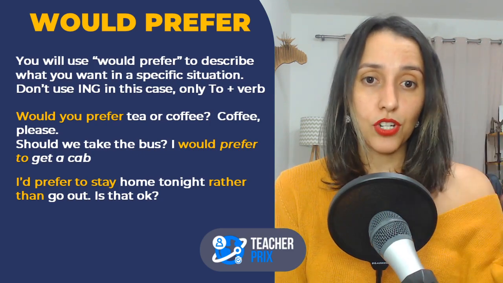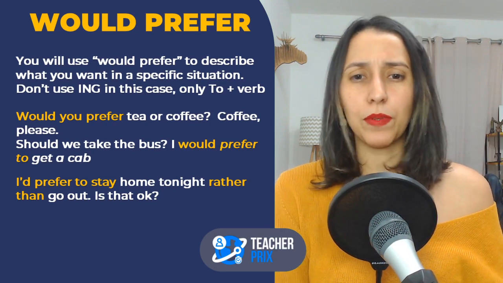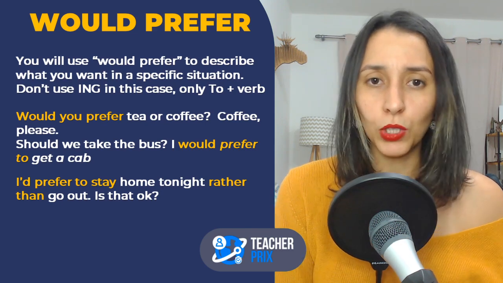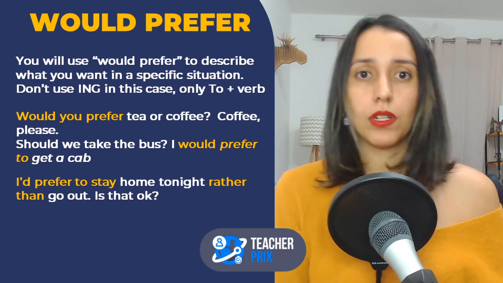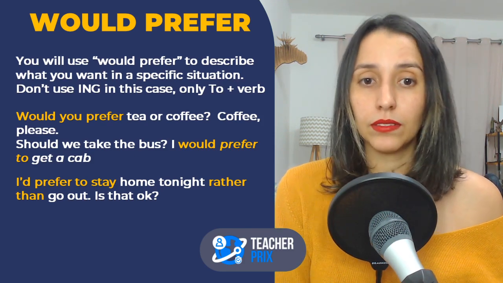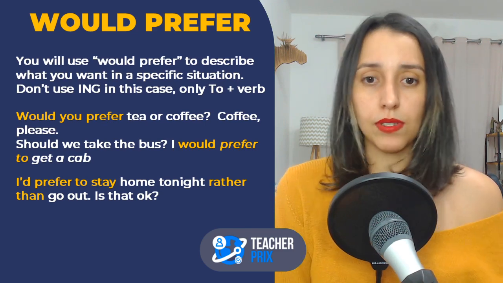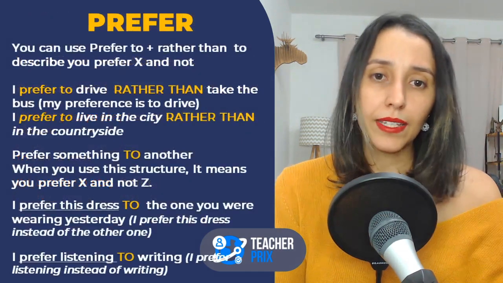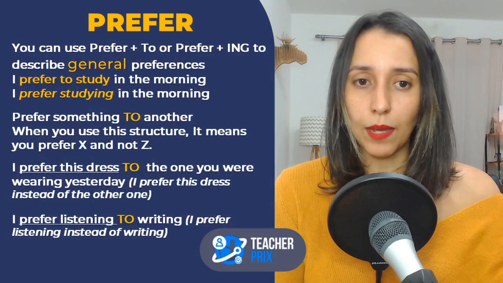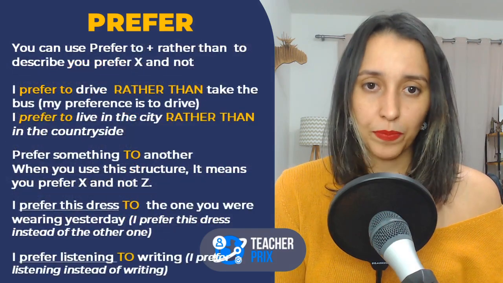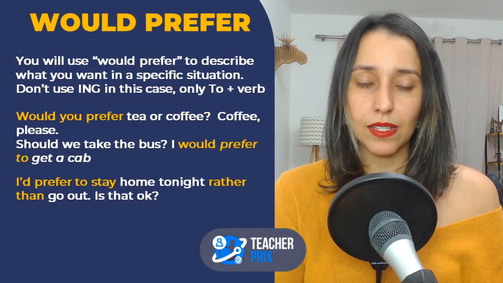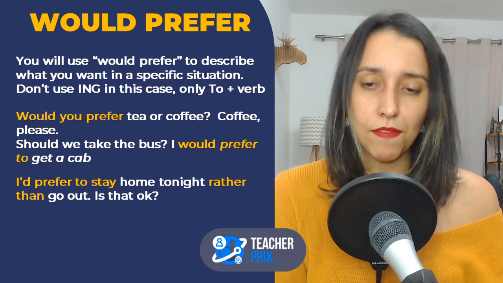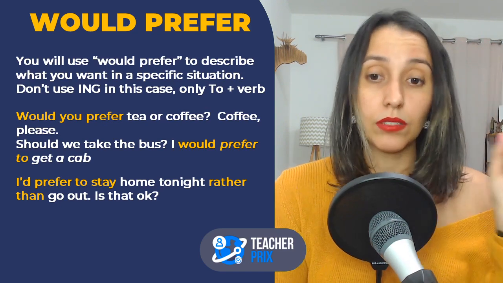With this particular structure, I don't use ing. I would prefer drinking coffee. I would prefer staying home. No, it's to. I would prefer to take a cab rather than the bus. I would prefer to stay home rather than go out. So with this particular structure, would prefer, unlike prefer, no ing, okay? I prefer studying, I prefer to study. So here in this situation, the main difference is I'm talking about something specific. It's a specific conversation, and I am indicating a specific preference for that particular conversation.